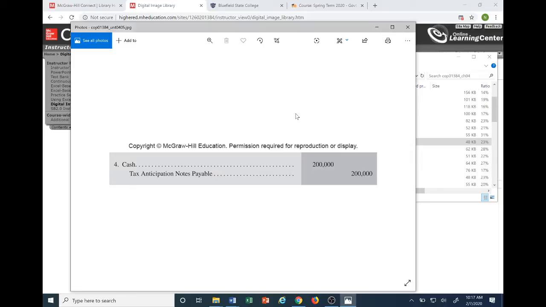So obviously, if we're getting cash, cash is an asset, and assets are original debits in the entries, right? So we're debiting cash. Cash is going up, and crediting tax anticipation notes payable, which is a short-term liability. So we know it's a credit, right? So easy entry there. That's how we record a tax anticipation note payable.